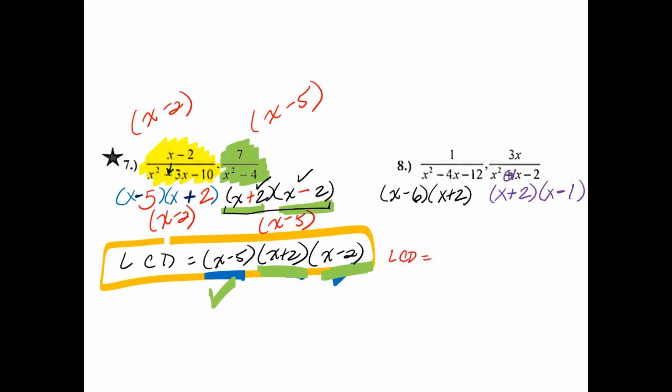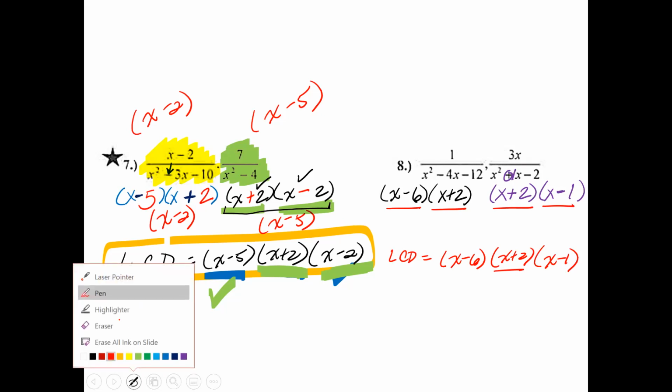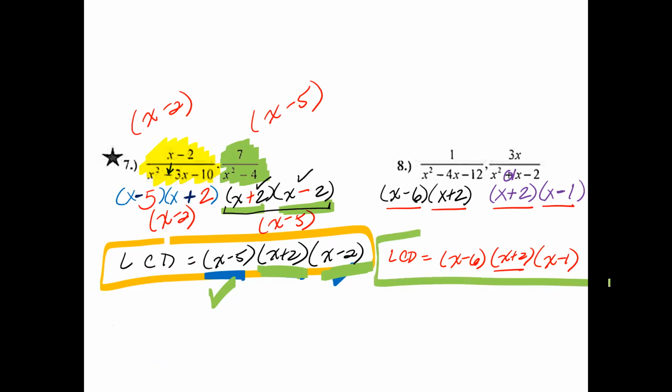So what is your lowest common denominator? Let's take a look at this. I need an x minus 6. So here's my x minus 6. I need an x plus 2, x plus 2. I have another x plus 2. Well, guess what? I already have a 1, so I don't need to go ahead and get another one, but I don't have an x minus 1. So I'm going to include the x minus 1. So essentially, you're just including everything, but not repeating it twice.